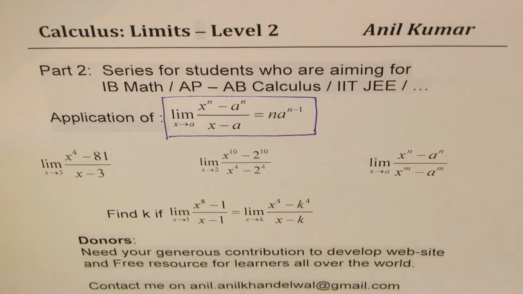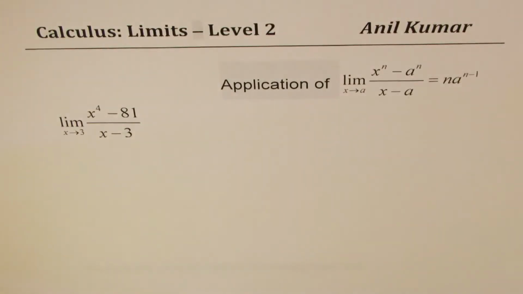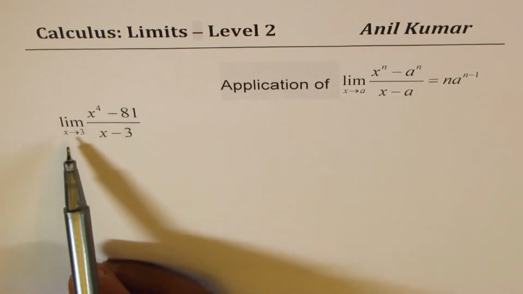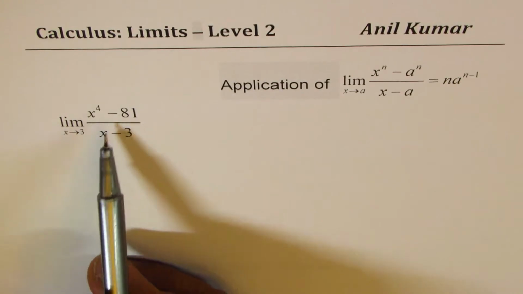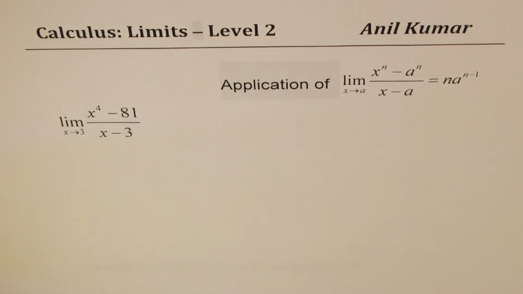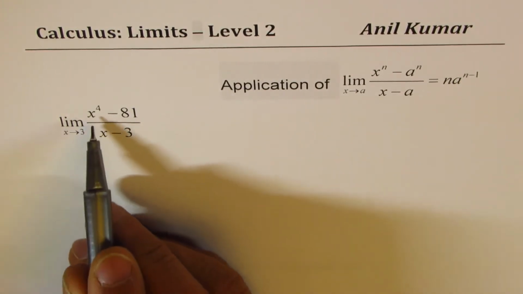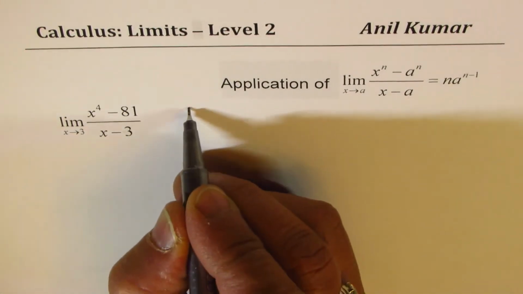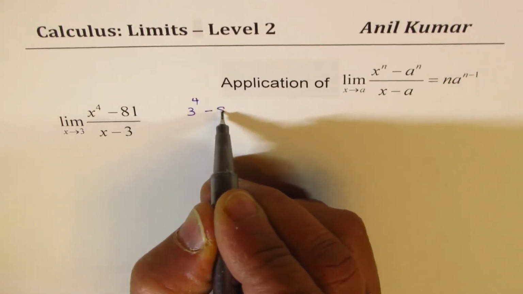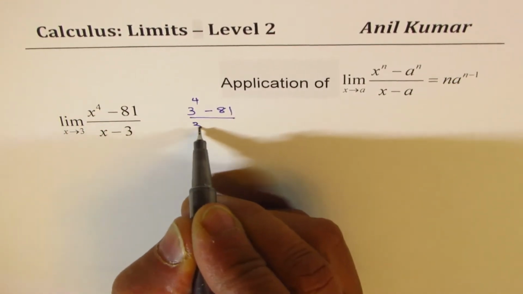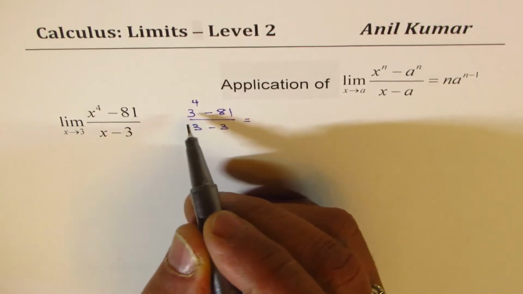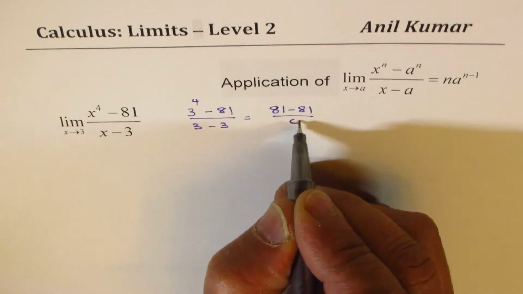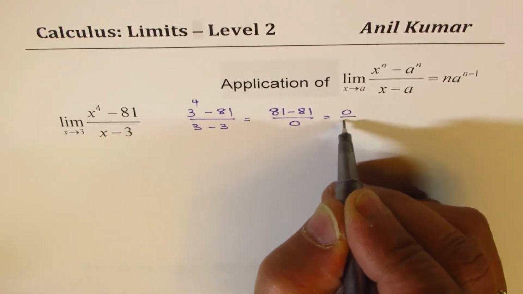Let's begin with the very first one, which is the limit of x to the power of 4 minus 81, as x approaches 3, and the denominator is x minus 3. Well, if I substitute 3 here, what do I get? So let's show that first. If I substitute 3, then 3 to the power of 4 minus 81 over 3 minus 3. Now 3 to the power of 4 is 81. So we get 81 minus 81 over 0. That is 0 over 0.